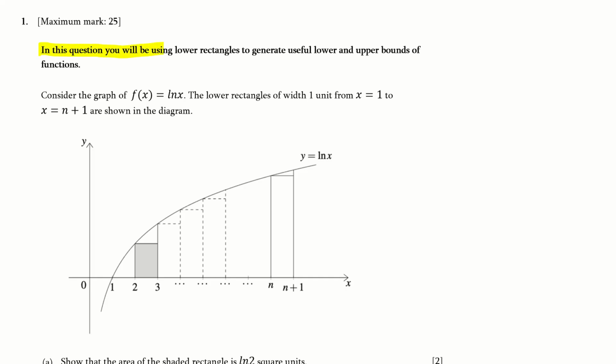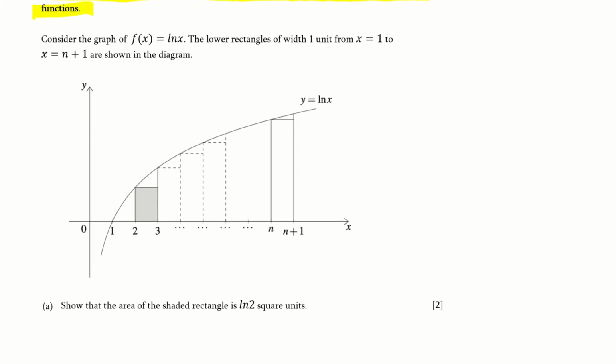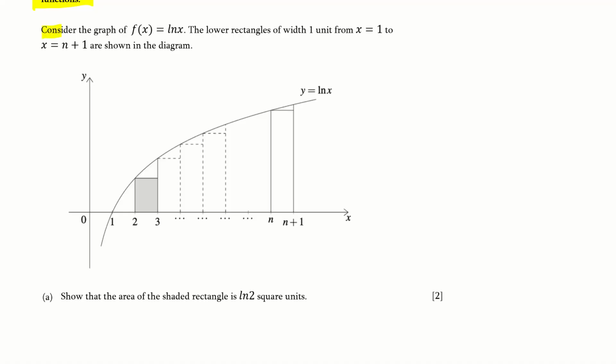In this question, you will be using lower rectangles to generate useful lower and upper bounds of functions. Consider the graph of f of x is ln x. The lower rectangles of width 1 unit from x equals 1 to x equals n plus 1 are shown in the diagram. Show that the area of the shaded rectangle is ln 2 square units.